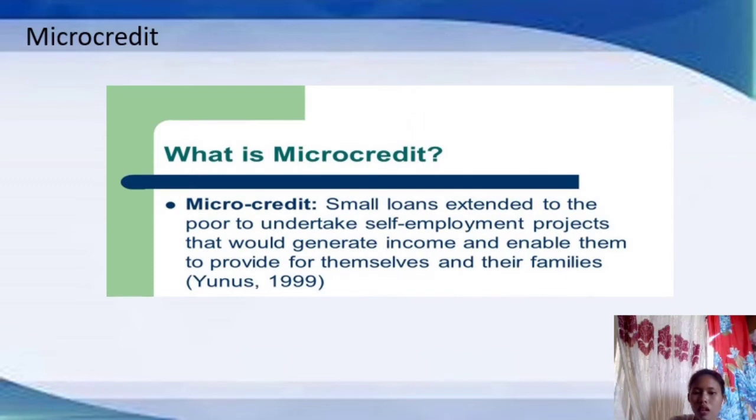One of the best ways to help those in extreme poverty is to enable them to participate in the economy. This applies to developing countries in the global marketplace and the individuals at the local level. So the perfect example is the microcredit. Okay, so what is the microcredit? Microcredit is small loans extended to the poor to undertake self-employment projects that would generate income and enable them to provide for themselves and their families. It is by Yunus, 1999.